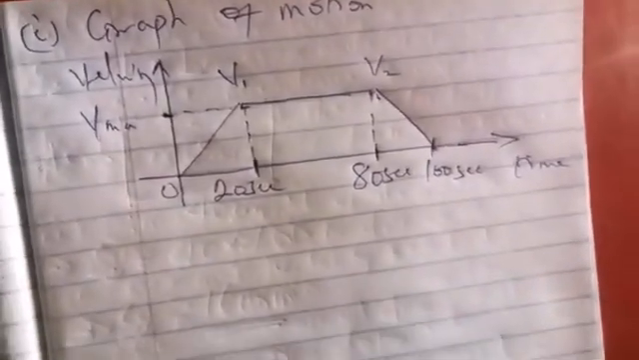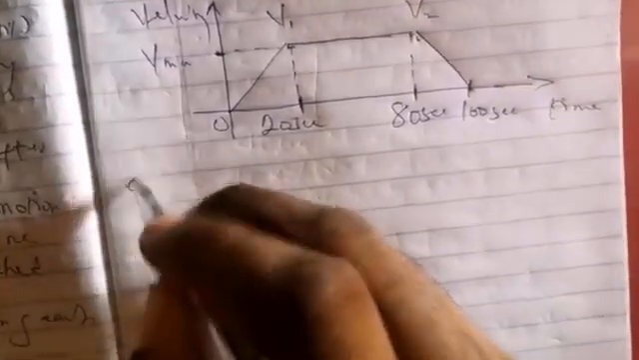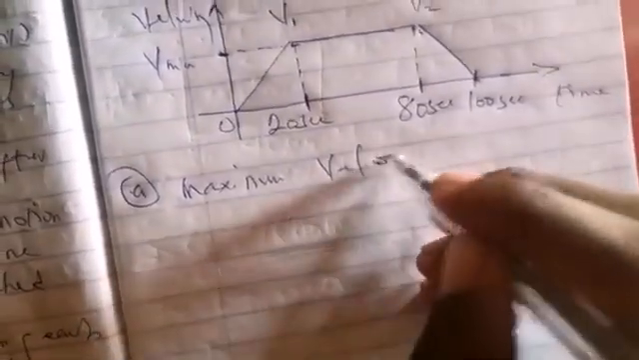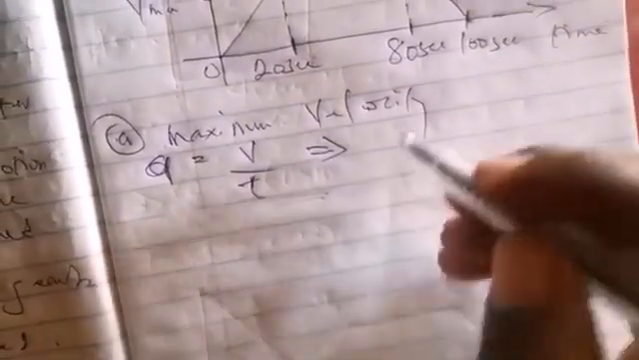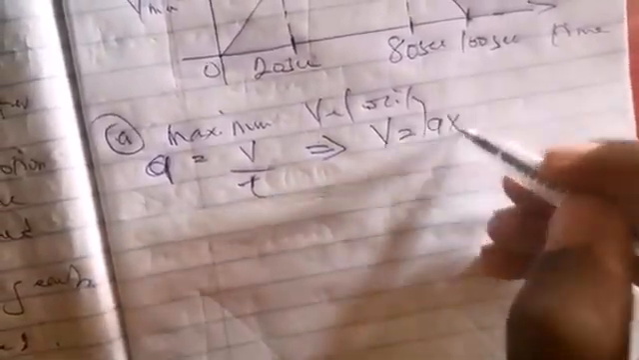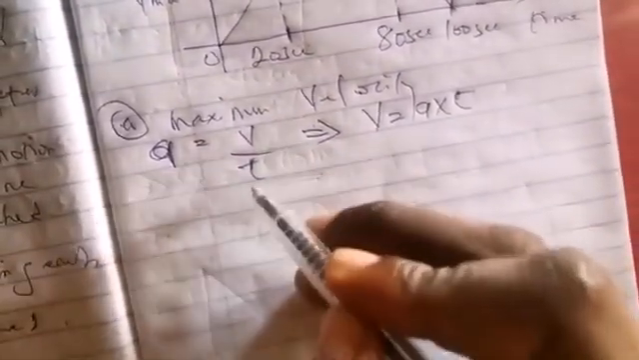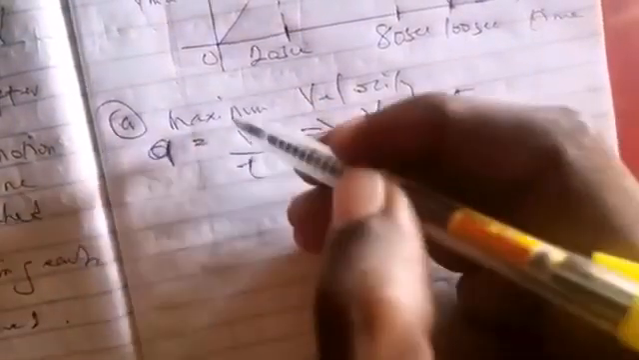All right, now the next question says we should use the graph to obtain the maximum velocity reached. So A, maximum velocity. You know that acceleration a is simply velocity over time. So this implies that velocity itself will be acceleration times time, if you cross multiply.